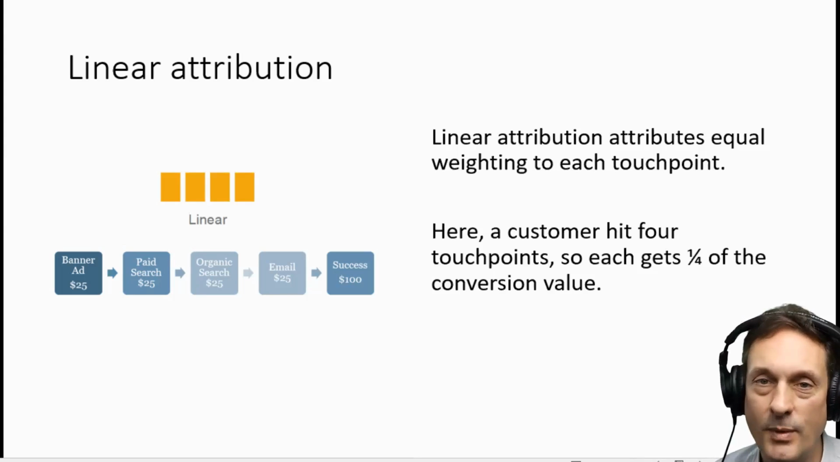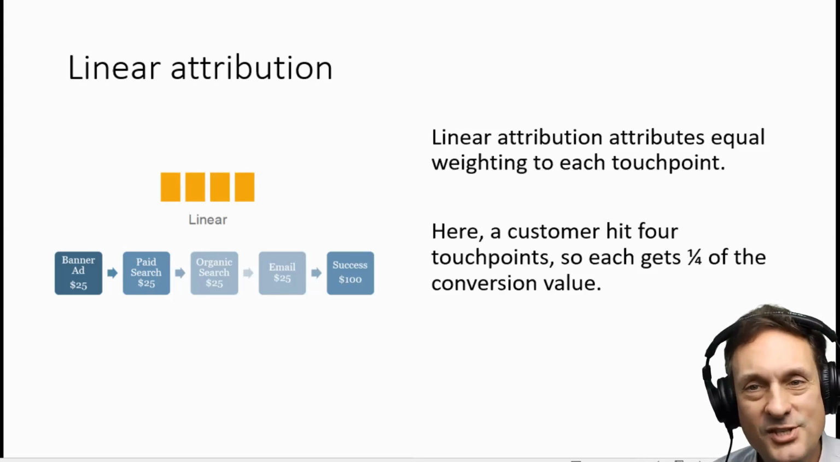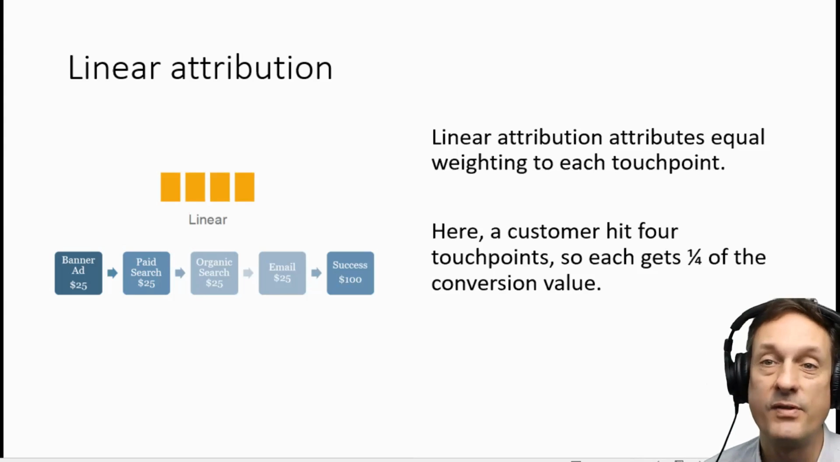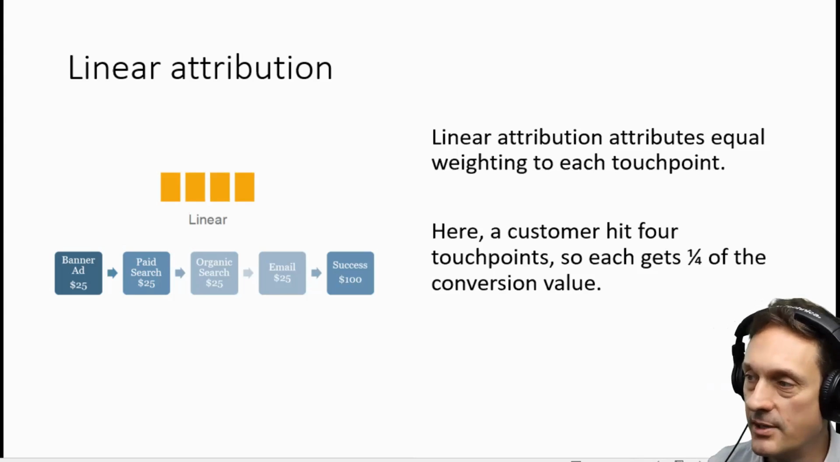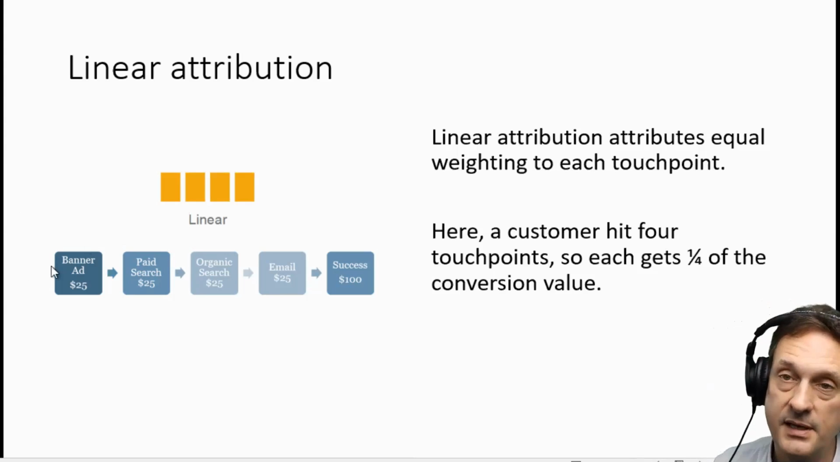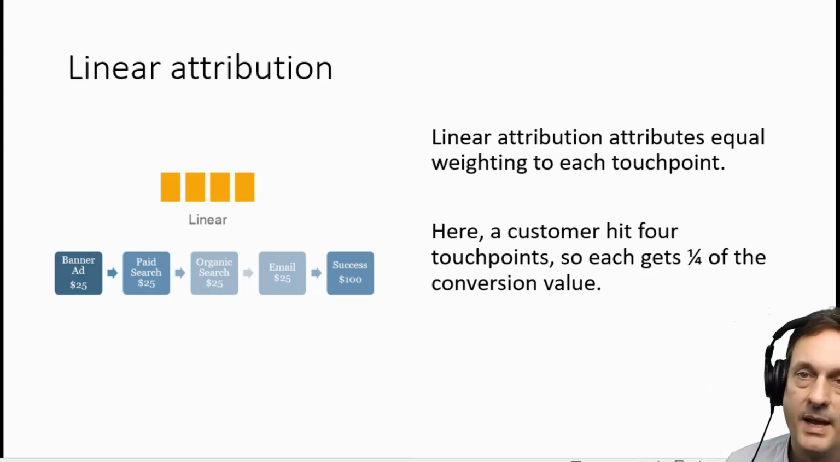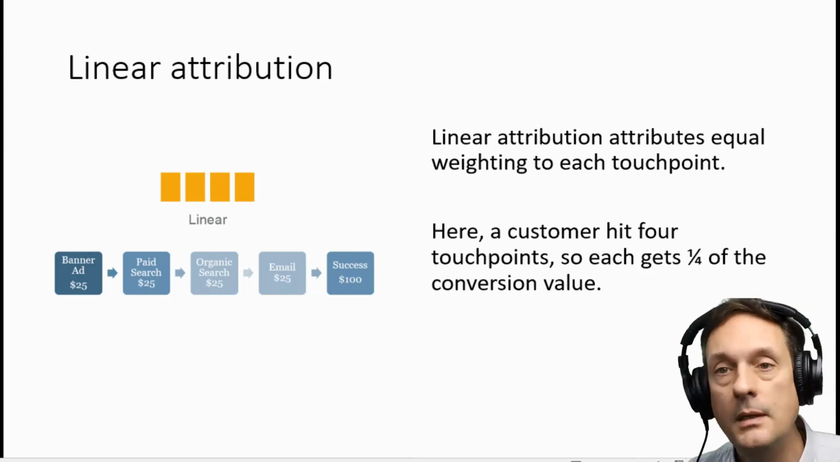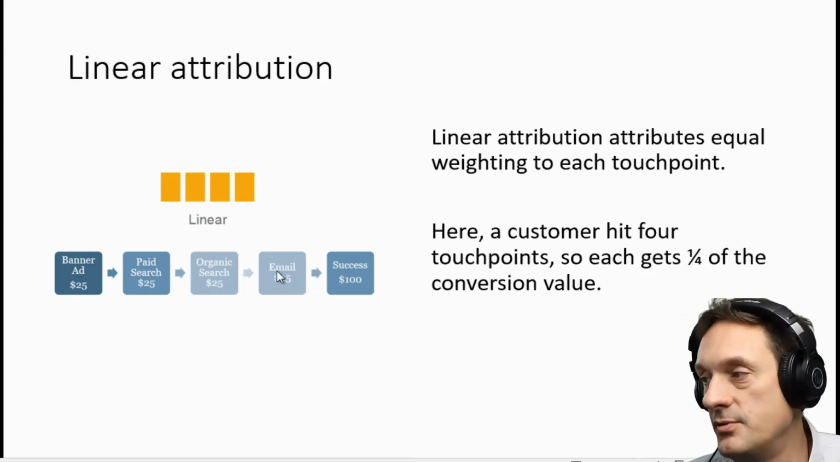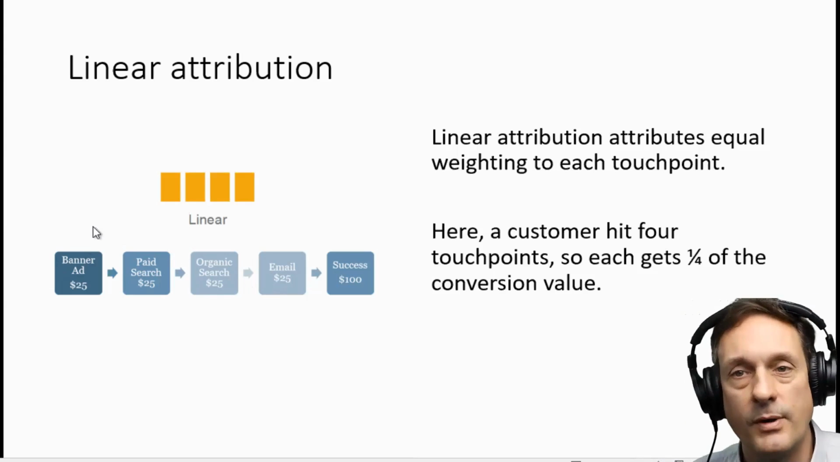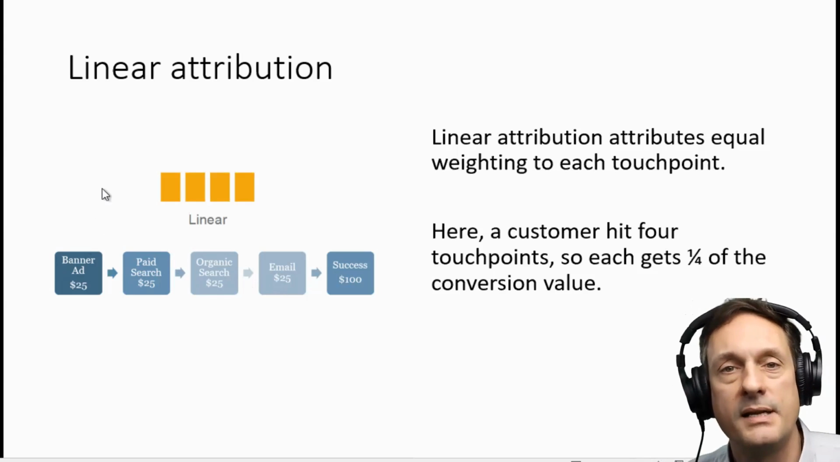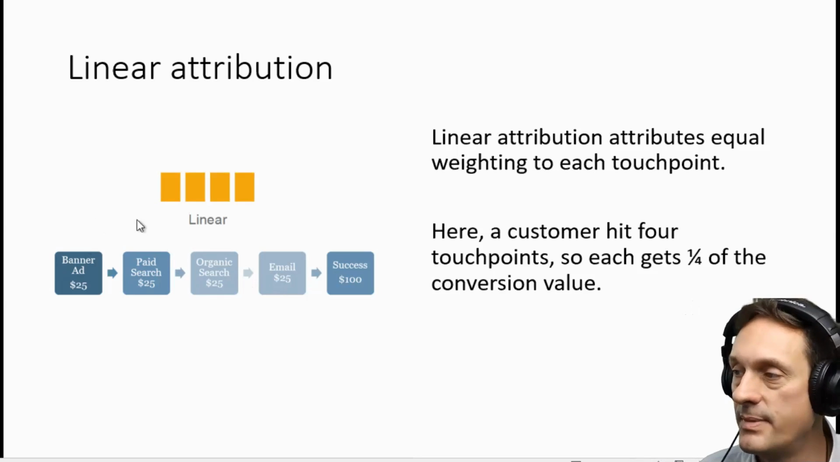Let's all get the equal money, which is great, except for the fact that you are probably over investing in your middle tier here, and certainly under investing in your first acquisition, and maybe also under investing in the person who seals the deal. So linear is good in theory, sounds great, egalitarian and all that. However, it doesn't always translate to the best way in practice.